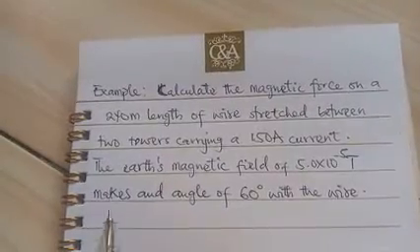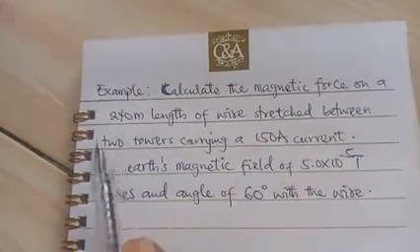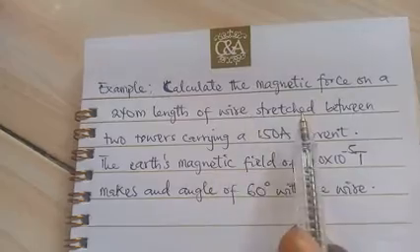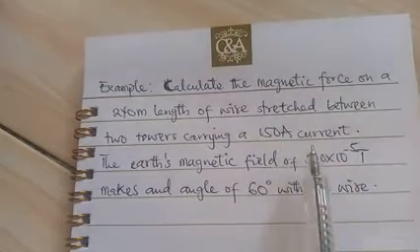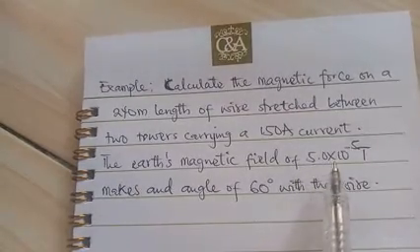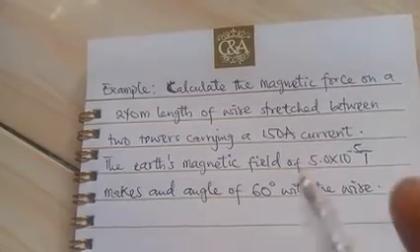The reason is because since it is perpendicular, the angle is 90 and sine 90 is 1. For example, we say calculate the magnetic force on a 240 meter length of wire stretched between two towers carrying a 150 ampere current. The Earth's magnetic field of 5.0 times 10 raised to power minus 5 Tesla makes an angle of 60 degrees with the wire.